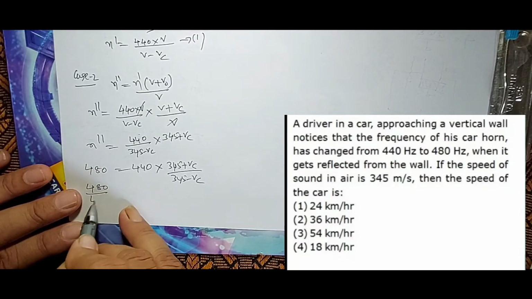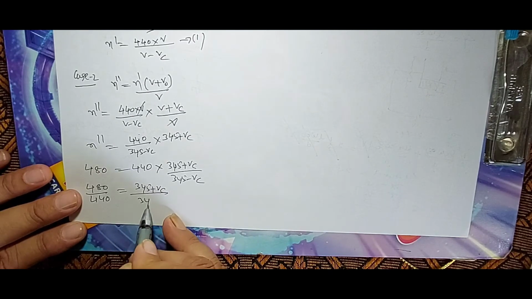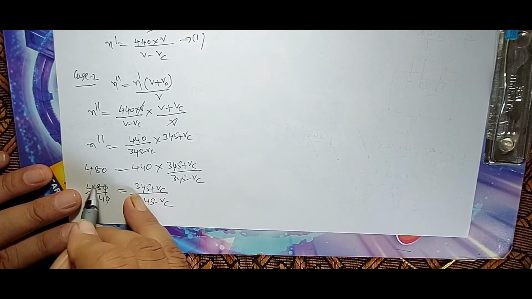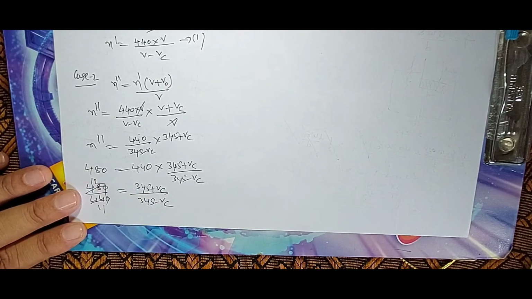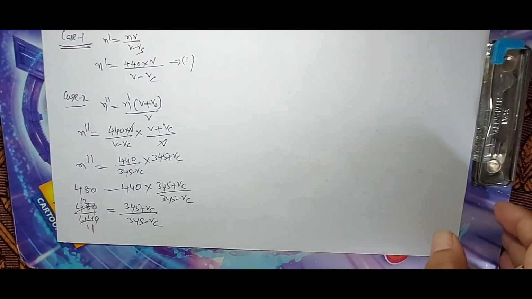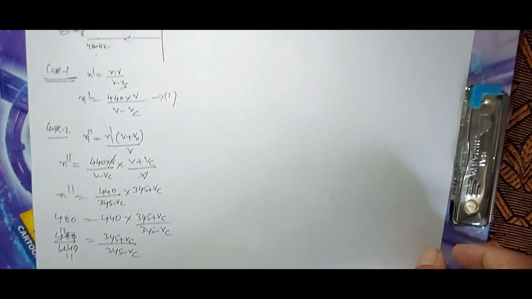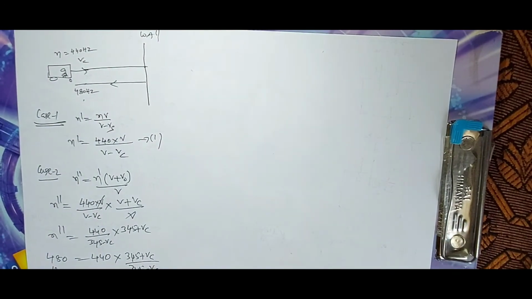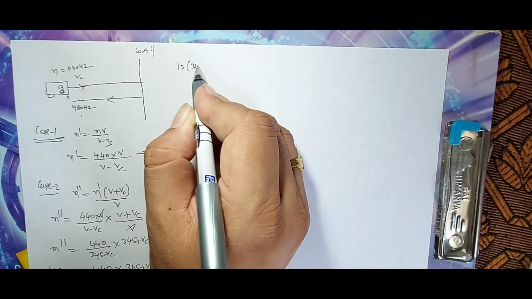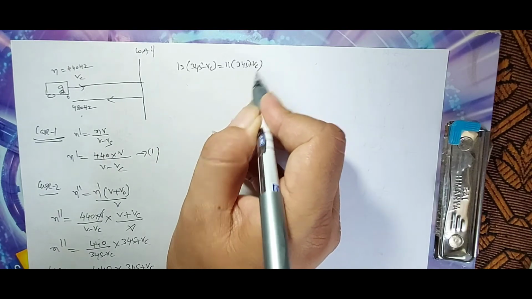480 divided by 440 is equal to (345 plus Vc) divided by (345 minus Vc). Now 0 cancels, 4 12s are 4 11s are here. So, by doing cross multiplication, we get 12 into (345 minus Vc) is equal to 11 into (345 plus Vc).